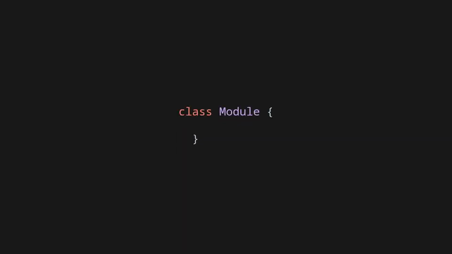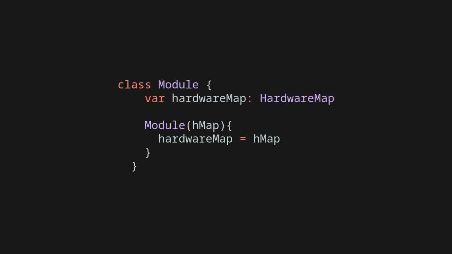First of all, let's begin by making a basic module class. Because hardware map is only available inside the linear OP mode class, we will have to import it somehow. For this, we will create a constructor inside our class that will provide our hardware map for later use.